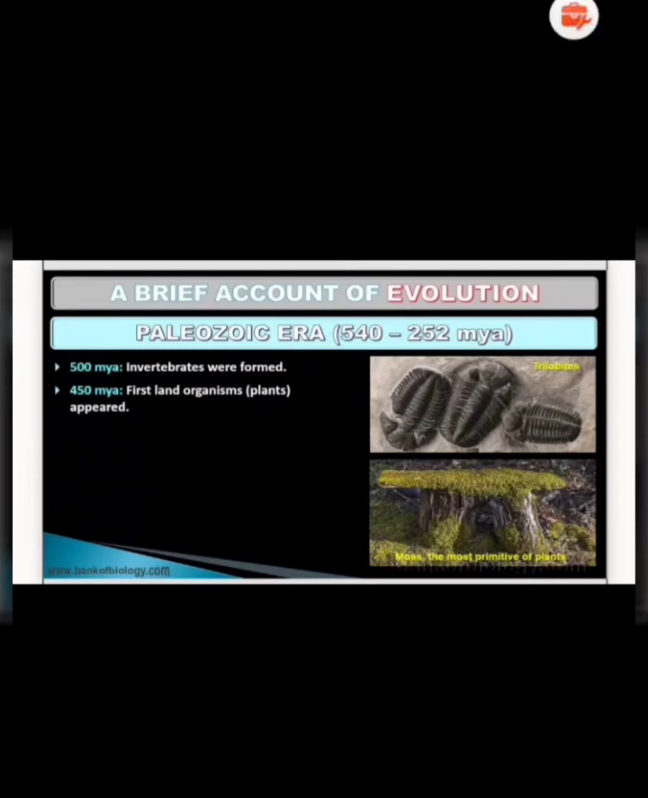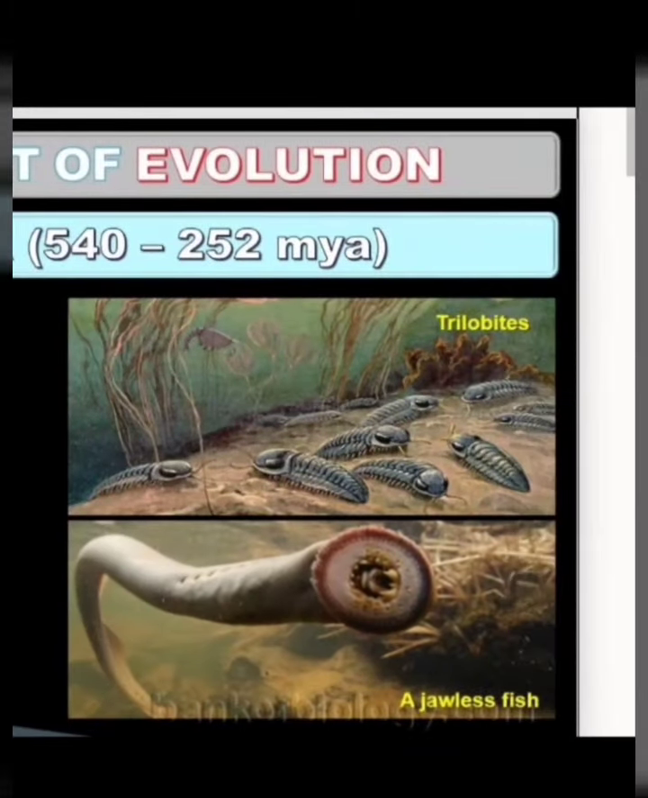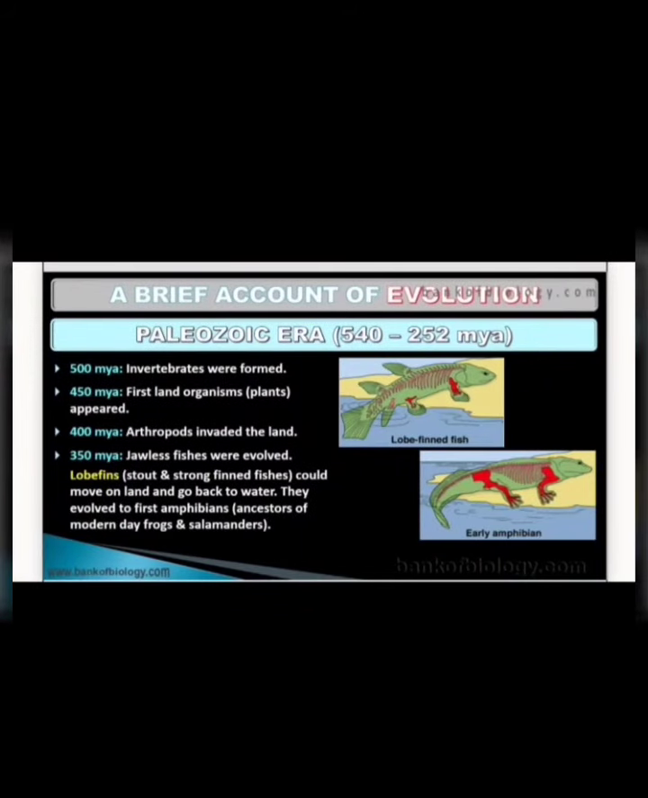Invertebrates started forming. In the Proterozoic era there were only single-celled organisms, then extinction, then evolution, and invertebrates started to form. The first land organisms also appeared 450 million years ago. Then arthropods invaded the land. Jawless fishes started appearing around 350 million years ago. Lobe fins, stout and strong-finned fishes, could move on land and go back to water. They evolved into the first amphibians, ancestors of modern-day frogs and salamanders.